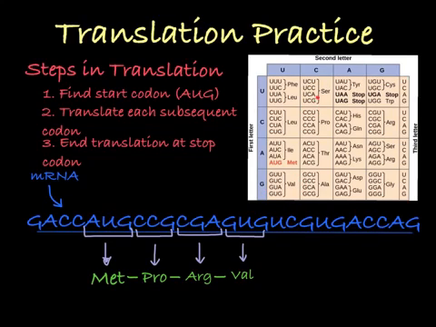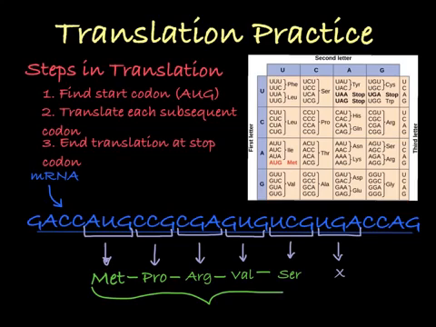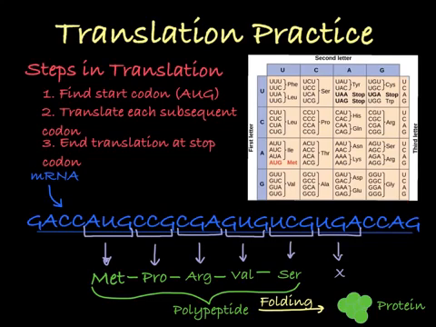Then we have CGA, coding for arginine, and GUG, coding for valine. Then UCG, coding for serine. And then finally we hit UGA, which does not code for an amino acid. It's simply a stop codon signaling the end of translation. Any codon after the stop codon does not get translated. At this point, I've translated the full mRNA molecule into a sequence of amino acids that will make up a polypeptide that will then be modified and folded into a protein to use in the cell.